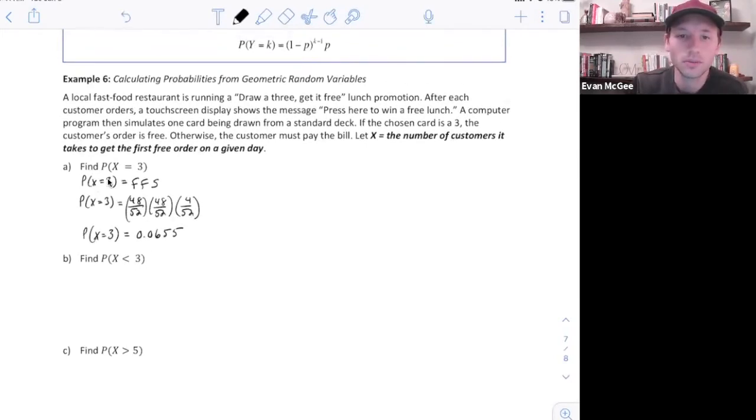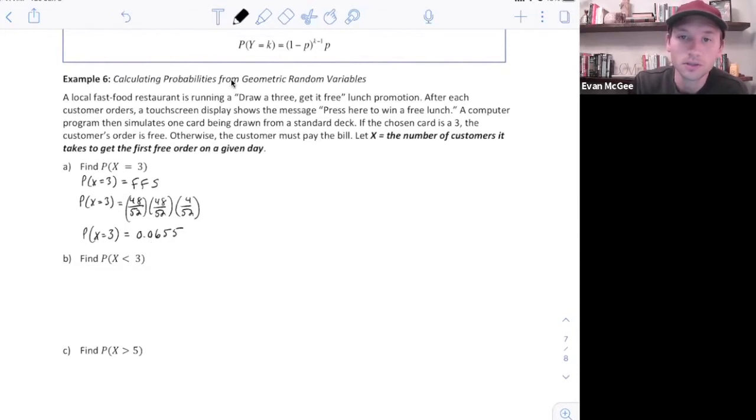So you can see I wrote that the probability of X being 3 means the first person was a failure, did not win, the second was a failure, did not win, and the 3rd one was the first success. So you have to find the probability of someone not getting a free lunch, and not getting a free lunch, and getting a free lunch. We multiply these together, and the probability is 0.0655.